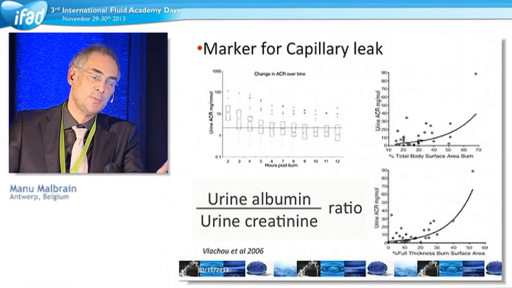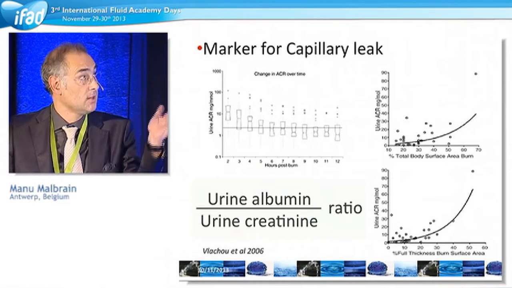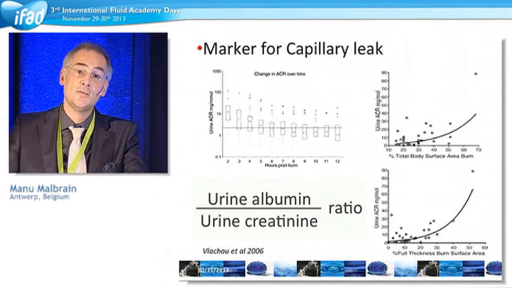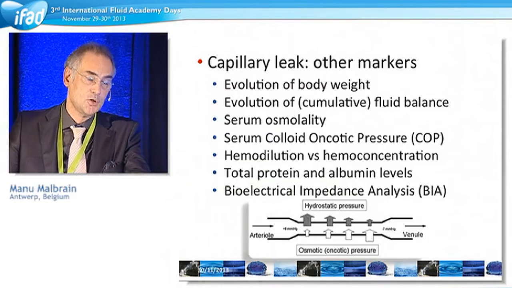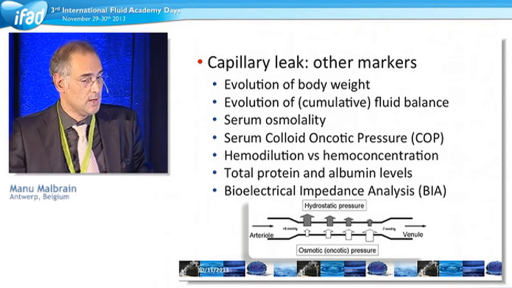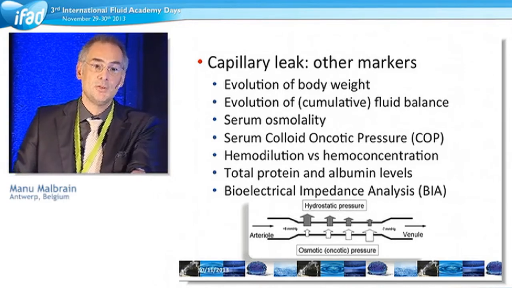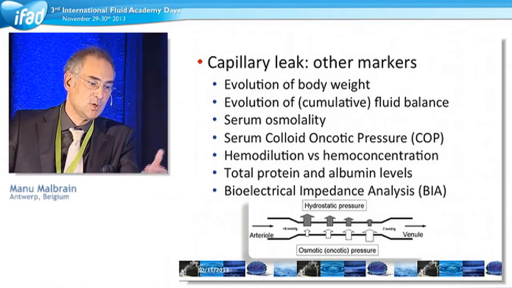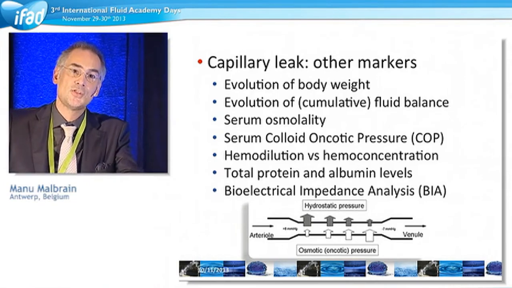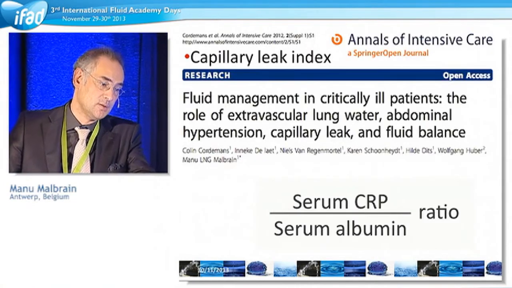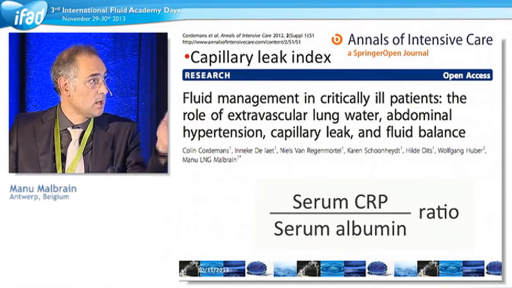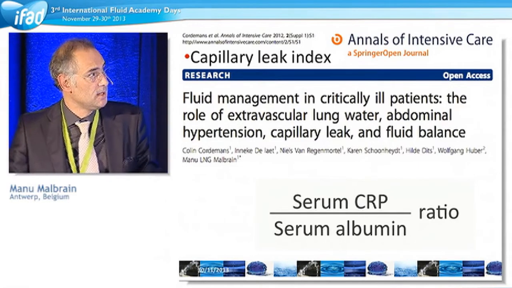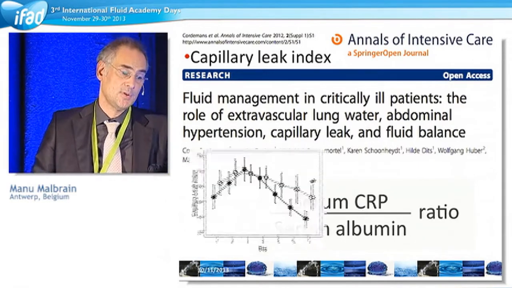Can we use other parameters for capillary leak, like the urine albumin creatinine ratio, like we use in burn patients? Not sure. We could monitor body weight or cumulative fluid balance, but not so easy for the nurses. Osmolality, oncotic pressure, so there are some things out there, maybe bioelectrical impedance analysis. But what about the ratio between the CRP, infection, inflammation, over serum albumin?